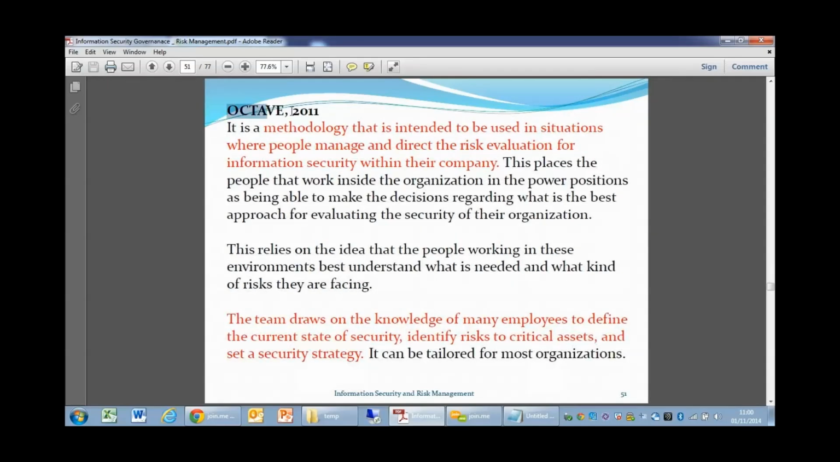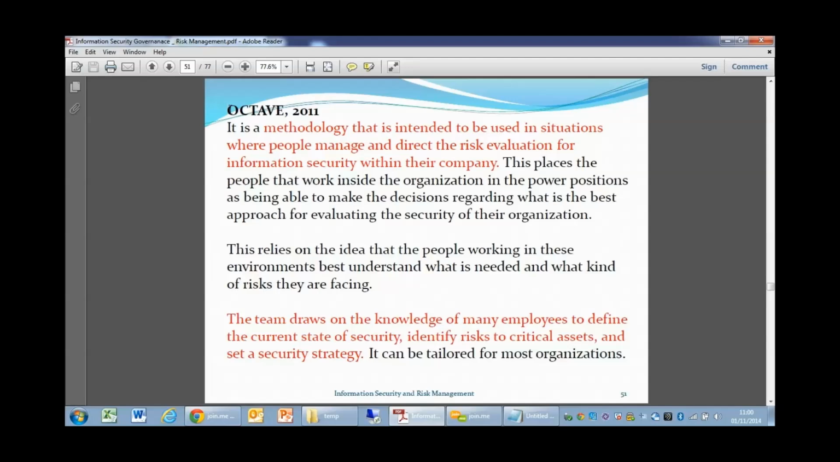Moving on to Octave. Now Octave is again a risk assessment approach. Please don't read the slide, just try to understand these important inputs which I am giving you. If you can remember these inputs for the exam, your question will not go wrong. So similar to NIST 830, Octave is again an approach which is based on information technology. So it also does not talk about business. It is again talking about systems only.